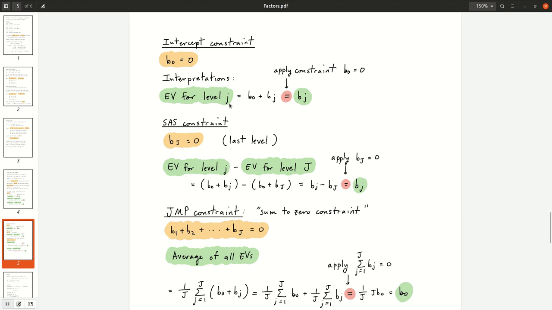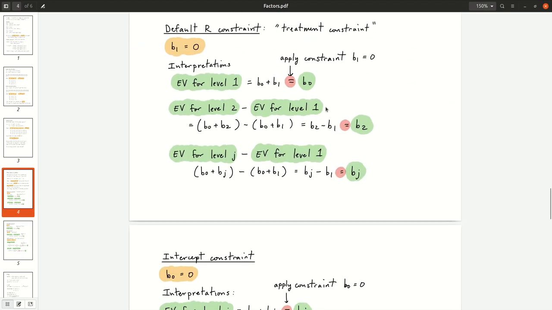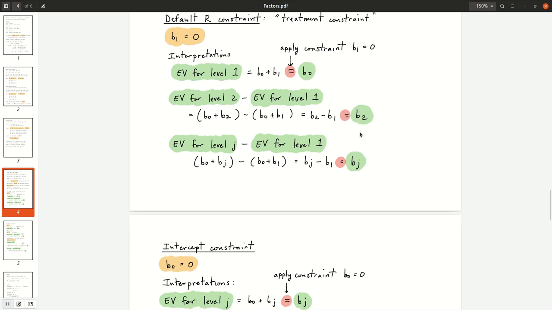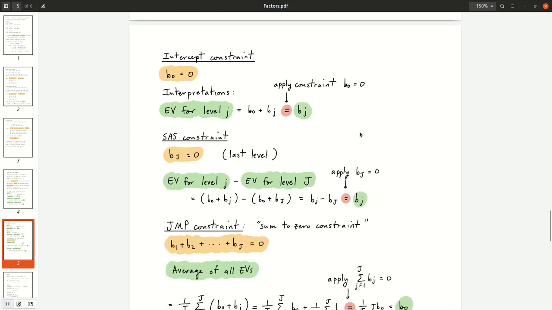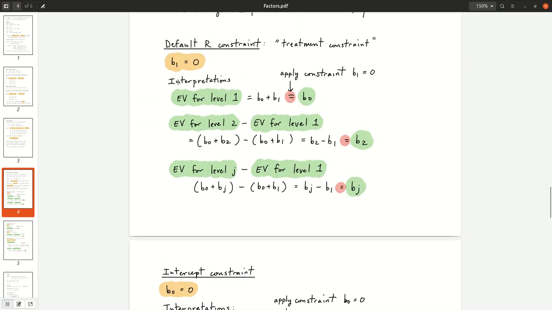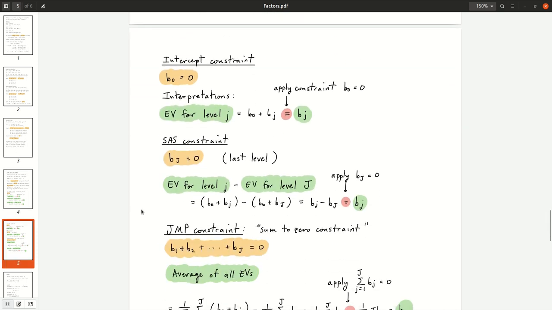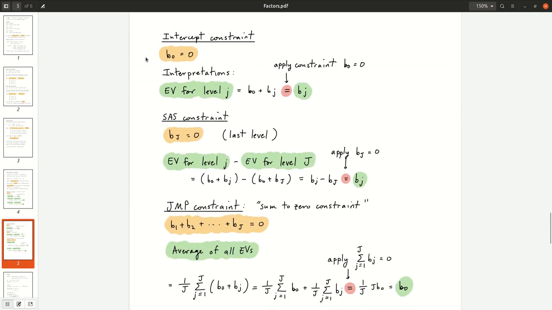So you notice that nothing has changed in the model. The expected value is still B0 plus BJ. But under this constraint, B sub 2 is simply the expected value for level 2, whereas here, B sub 2 is the difference in expected values between level 2 and level 1. So that's really important to remember. R will do the first constraint by default. If you want to apply the intercept constraint in R, you do the same model specification, and we'll see this in the next video, but then you put a minus 1, and that will take out the intercept.